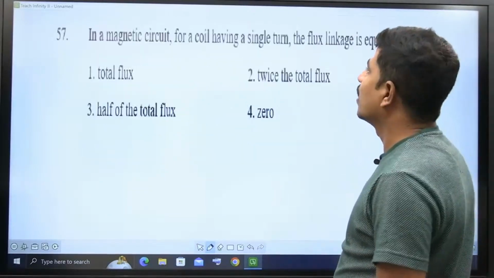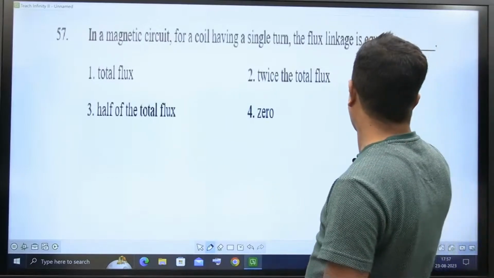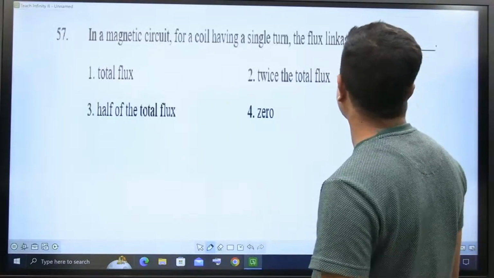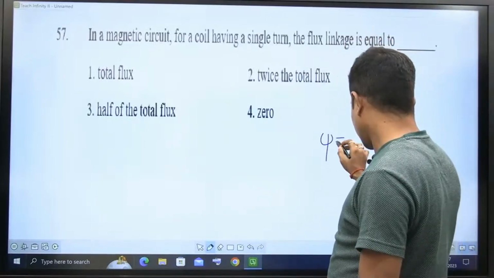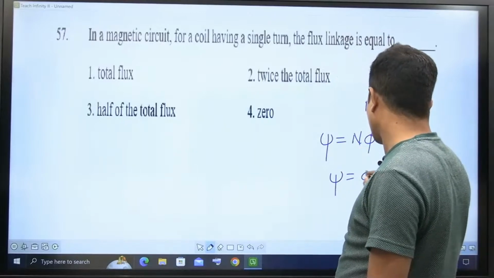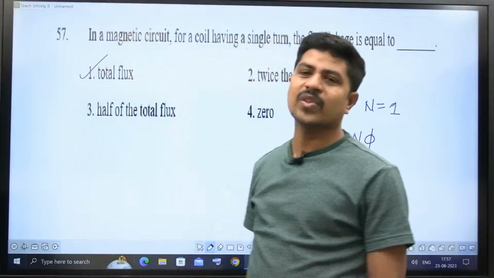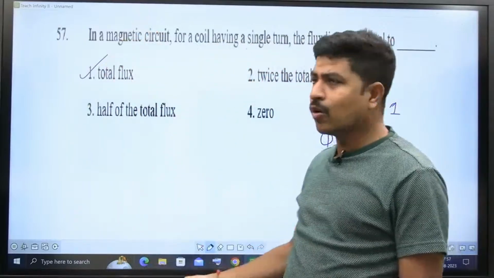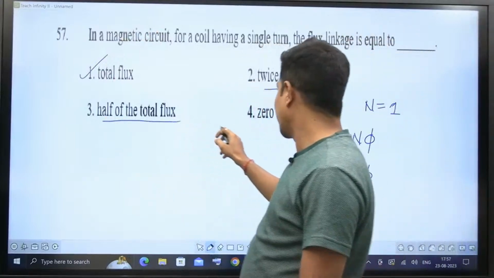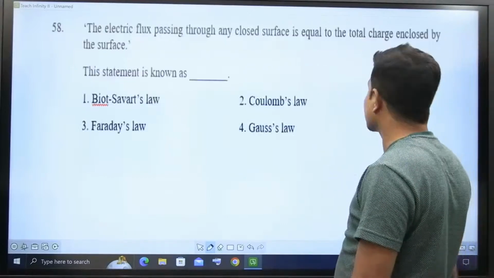Next question. In a magnetic circuit, for a coil having a single turn, N is equal to 1, what will the flux linkage be? The formula for flux linkage: psi is equal to N into phi. If N is equal to 1, psi is equal to phi, so option A, total flux. If N is equal to 2, then twice the total flux. Half of the flux if N is equal to 1 by 2. Zero if N is equal to 0. That's all. Let's go to the next question.